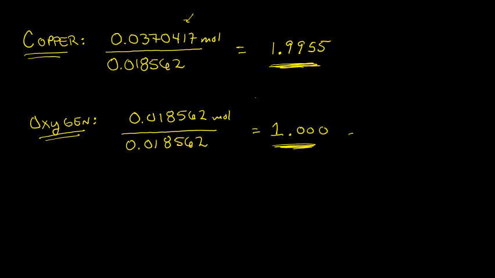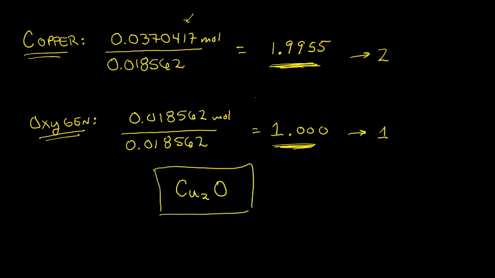So that means that our molar ratio is 1 to 2. There are 2 moles of copper for every 1 mole of oxygen, and therefore the formula for this compound is Cu2O. Okay.